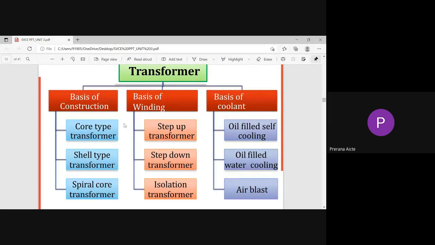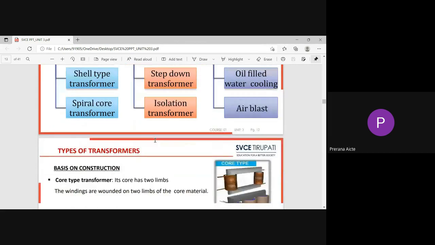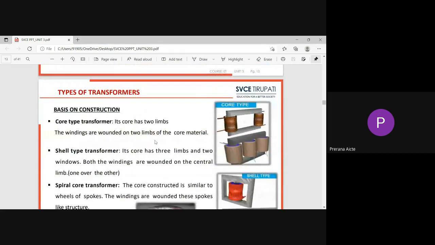While with the same transformer, when the input is given to the HV side, the high voltage side, and the load is connected to the LV side, the transformer acts as a step down transformer. So a core type transformer may be step up or step down. Similarly, the shell type transformer can also be step up and step down.